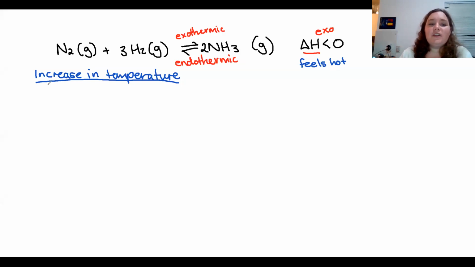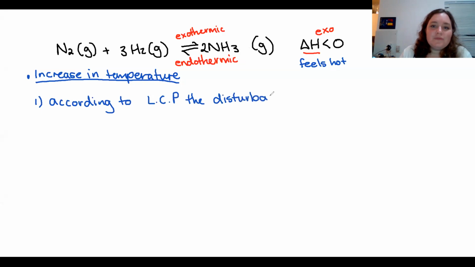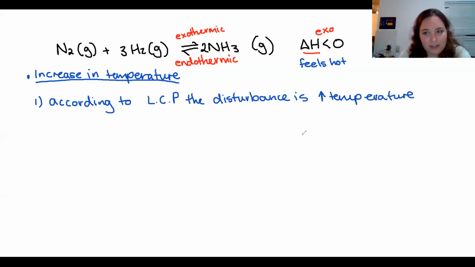So the question here would be, what happens to this reaction if there's an increase in temperature? So my first step was to identify the disturbance. So I would say here, according to Le Chatelier's principle, and I'm abbreviating it, you never do that, the disturbance is an increase in temperature. Okay, also not recommended in an exam, up arrow, down arrow, not increase and decrease. This is just my shorthand. So I'm not going to run you through the steps. According to Le Chatelier's principle, the disturbance is an increase in temperature.